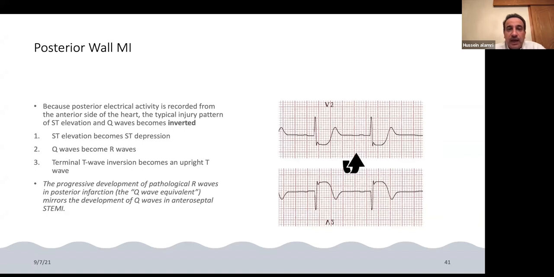This is always a clue when you are in the emergency room: just revert the ECG and look at V1, V2. If there's ST elevation, usually this indicates a posterior wall MI. So the ST elevation is a mirror image of the ST depression in V2. The R wave is a mirror image of the Q wave. It should be the Q wave if you look at the posterior leads. And the T wave inversion is a mirror image of the hyperacute T wave in V2. So always revert the ECG and look at it.